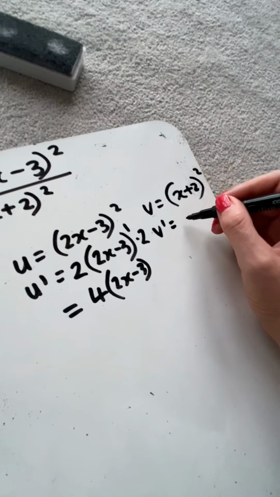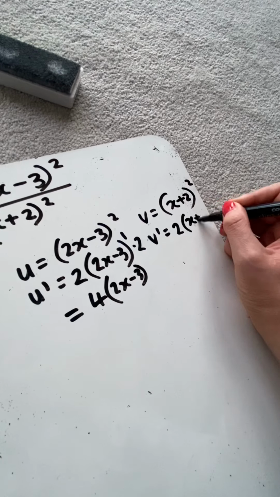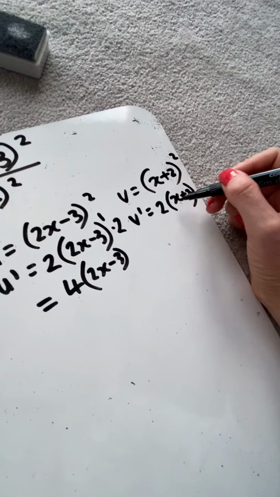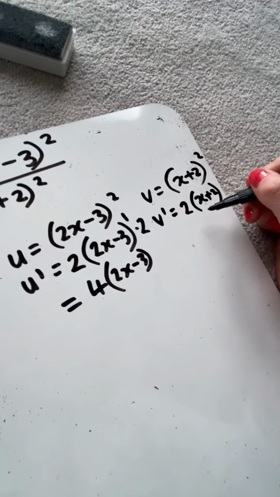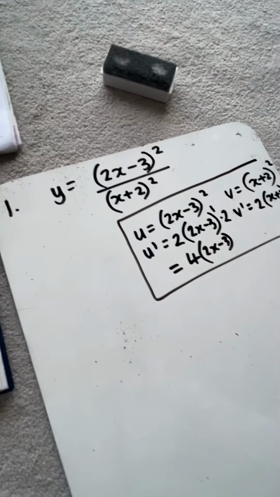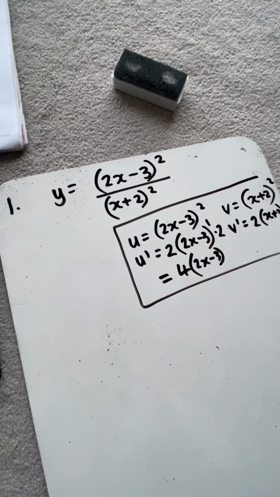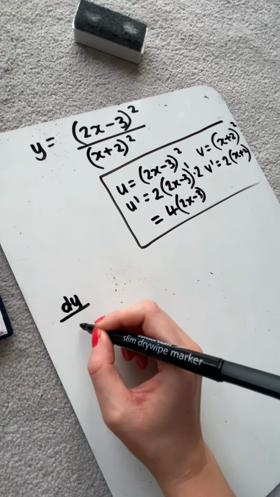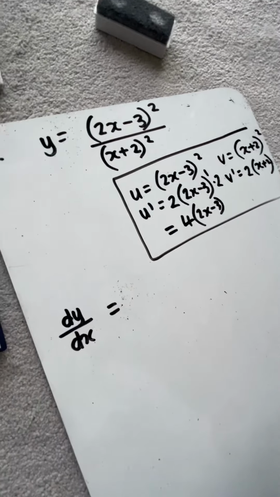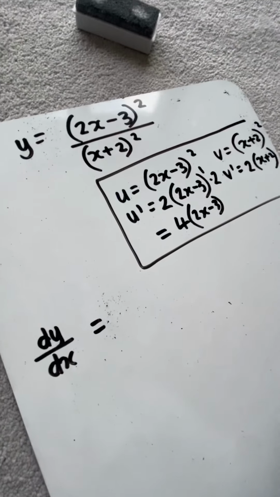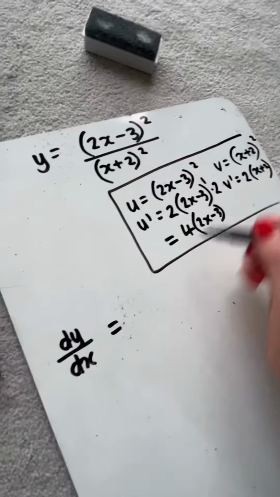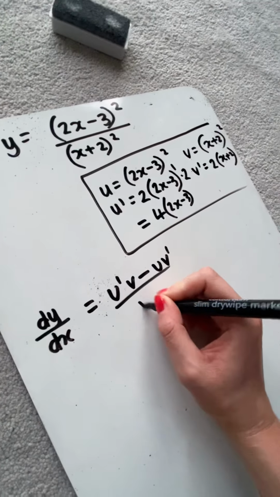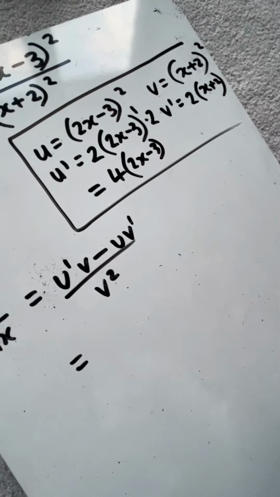Same here. So multiply by the power, keep the bracket the same, reduce the power by 1, so that just goes to 1. Multiply by the derivative of the bracket, which is just this. So that's the exact same working for the product rule as it is for the quotient rule. The derivative of y is just dy by dx. And again, the more you write down this formula, the more you'll remember it. So it's just diagonally: u dash v take away u v dash, all over v squared.